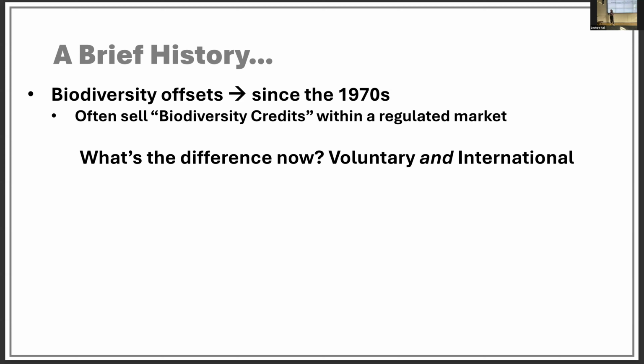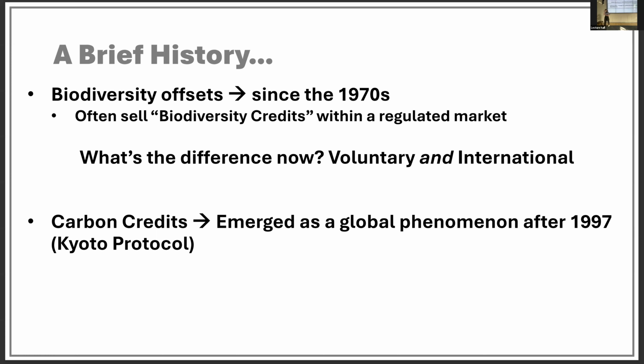Biodiversity credits are also very similar, as I'm sure we all know, to carbon credits. They were also kicking around for quite a while in the late 1900s, but they emerged as a global phenomenon in 1997 after the Kyoto Protocol. It's the same concept again of selling units of evidence of something to someone else. With carbon credits, it was selling units of carbon dioxide that had either been prevented from being emitted into the atmosphere or sequestered from the atmosphere.